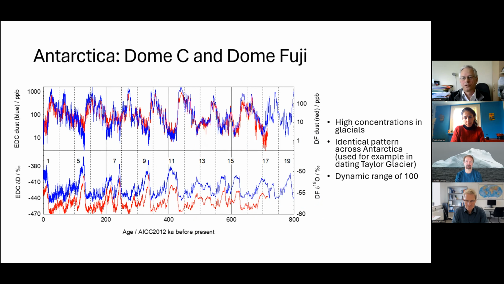This identical pattern across Antarctica has been used to try and date ice cores in the past. For example, it was used in dating Taylor Glacier, and indeed it was actually used to show that the initial age model for Taylor Dome, which suggested some rather surprising ideas about the timing of change in Taylor Dome, was wrong, and to suggest a more correct age model. So it's been important already, this huge similarity of dust across Antarctica.